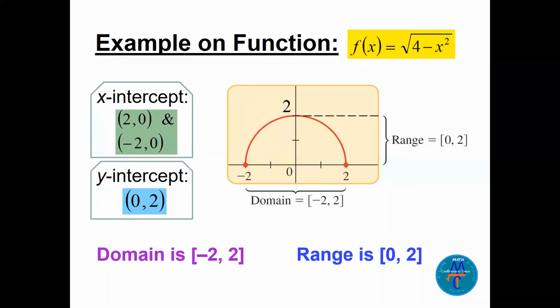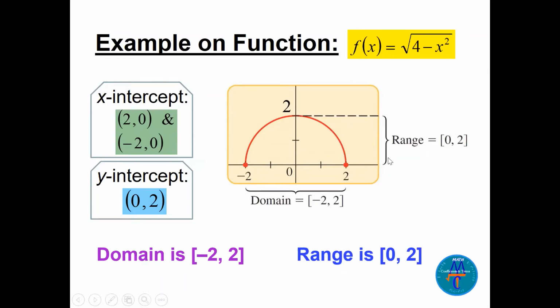Now, if you look at this example on function, you can see many things. Every function has an equation like this. We have f of x, which means the y, equals the square root of 4 minus x squared. This is the graph of such a function, which is half a circle. We can see the domain, all the values of the x. They run from minus 2 closed until 2 closed.